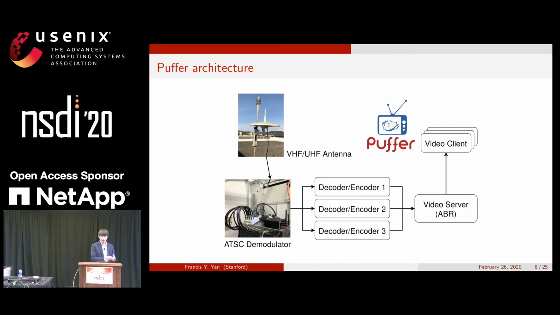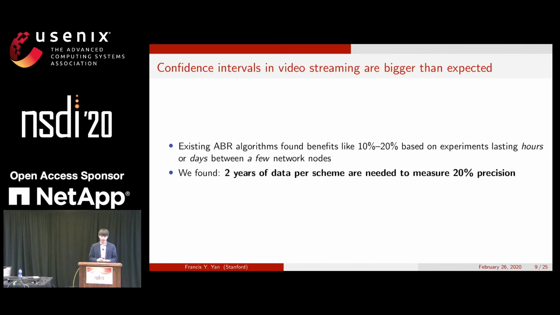This diagram shows the architecture of Puffer. We receive TV signals over the air with an antenna, decode and encode video chunks into different versions on 3 machines, each with 48 cores. And we serve encoded video using ABR algorithms from another 48-core server in a data center at Stanford.